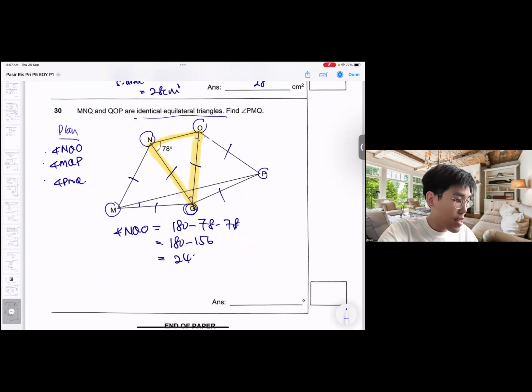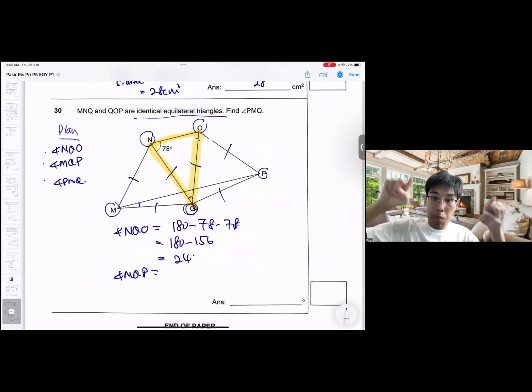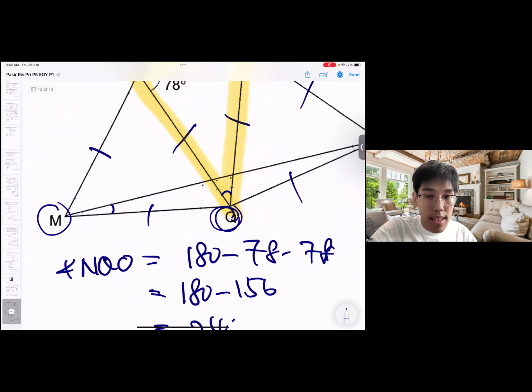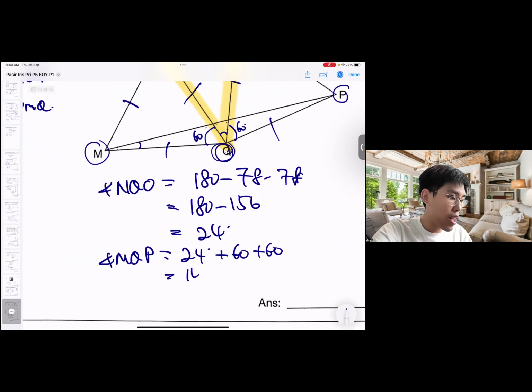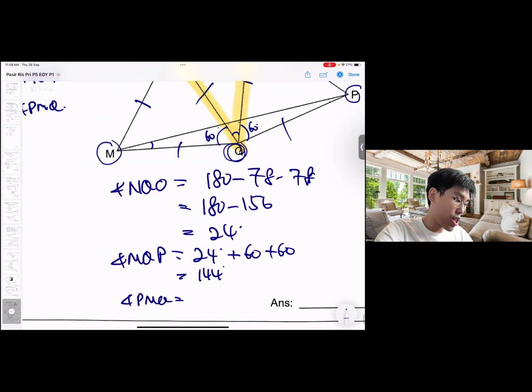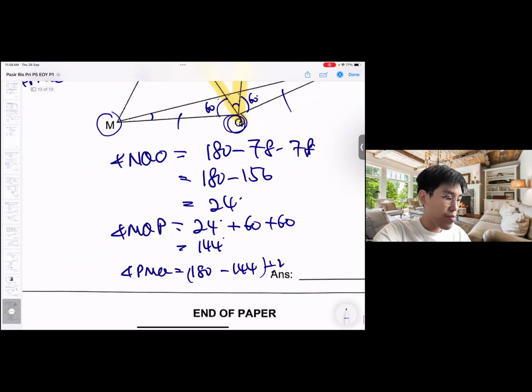Okay. So at the same time, then we look for MQP. MQP is that whole big angle there, the big white angle there. So it's actually made out of 24 plus 2 60s. If you realize, this is where the 60s come in. So this one is 60. This one is 60. This will help us find the big angle. All right, so it's 24 plus 60 plus 60, which is 24 plus 120 is 144. Then we can find what we are looking for, which is PMQ, which is 180 minus 144 divided by 2. Okay, so answer 18.